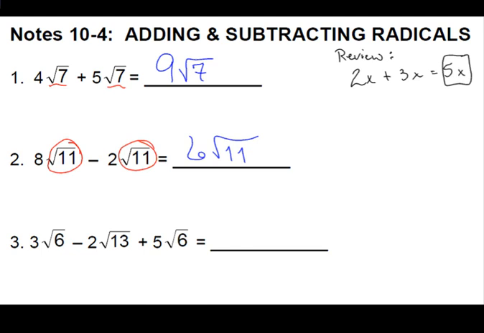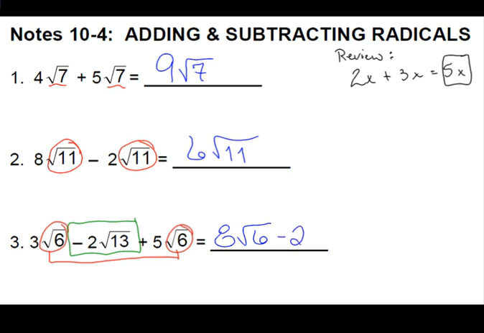Looking down here at number 3, here I have a square root of 6. Here I have a square root of 6. So these two are the same, so I can combine these two together. So I have 3 of them and 5 of them. And 3 plus 5 gives me 8 square root of 6. This one is not the same because it is not the same radical. So it's just going to be tagging along at the end. So a minus 2 square root of 13.